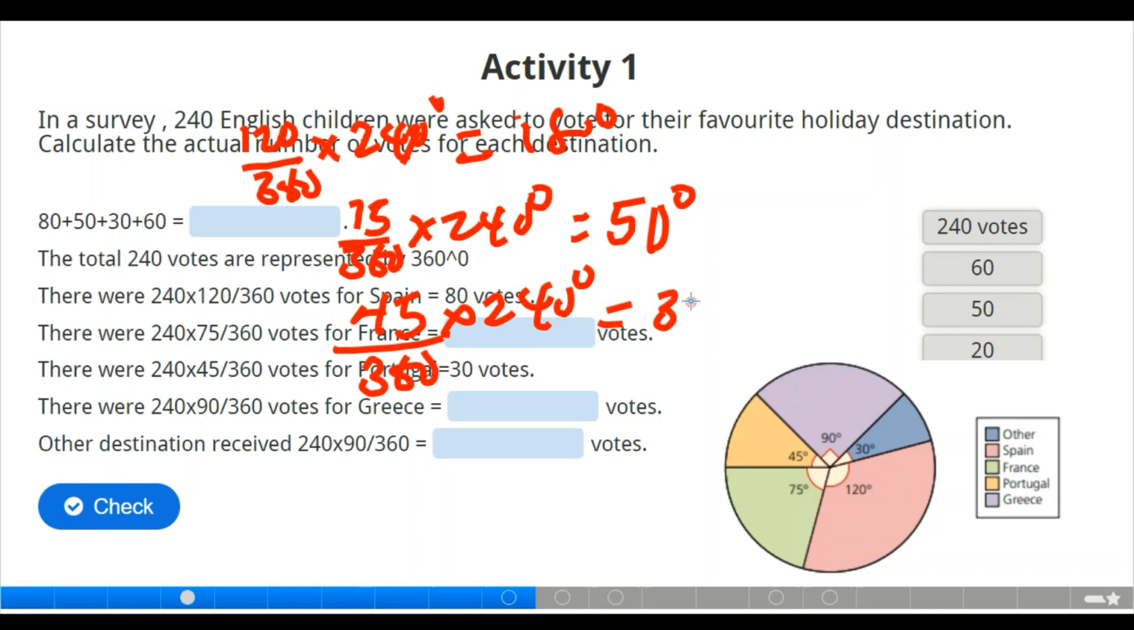We have 30. Okay, 30 volts. Since we are dealing with the number of votes of students, we are not supposed to have it in degrees. It's supposed to be volts because we are looking at the votes of the students rather.